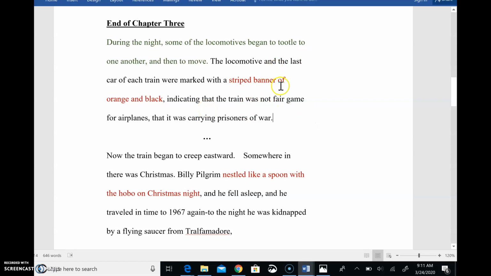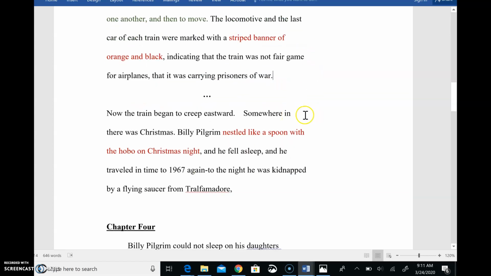Okay, so again, the main character is the locomotive, but I want to highlight this image. Skipping forward toward the end of the chapter, these are the last paragraph of chapter 3.